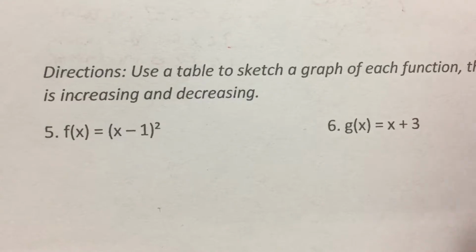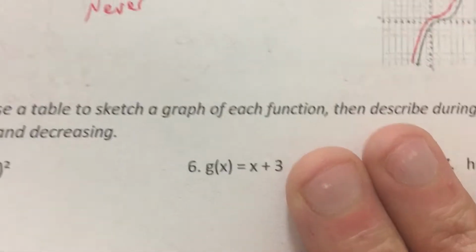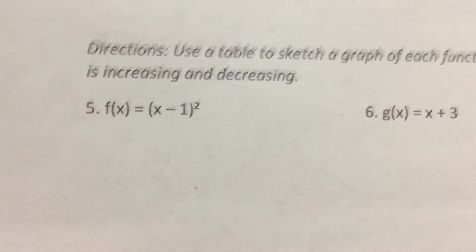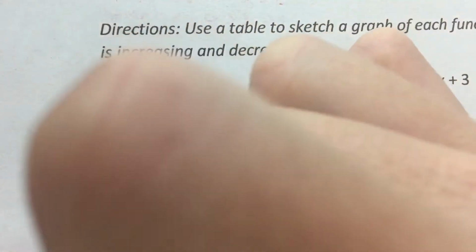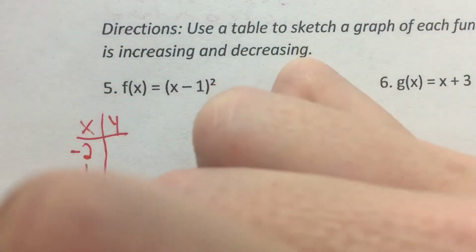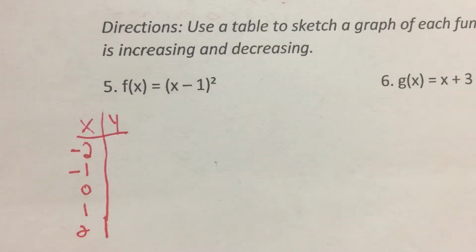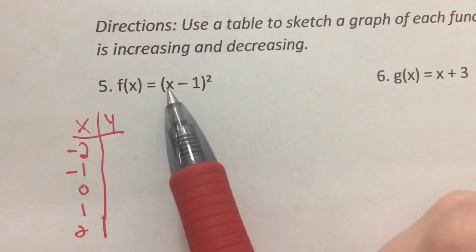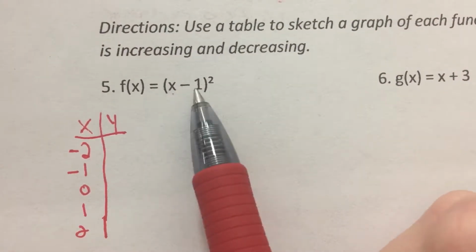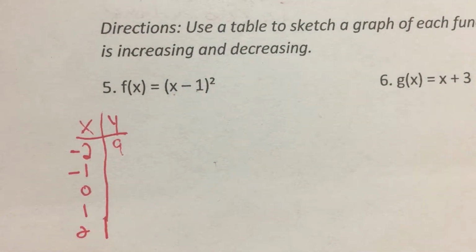All right, we want to use a table to sketch a graph of each function. Then we want to discuss the intervals in which it's increasing or decreasing. So I'm going to do an XY table for number 5. Plug in a couple of points, -2, -1, 0, 1, and 2. And I'm going to start plugging them into the function to see what I get. If I take -2 and plug it in for x, -2 minus 1 is -3. -3 to the second power actually makes positive 9.